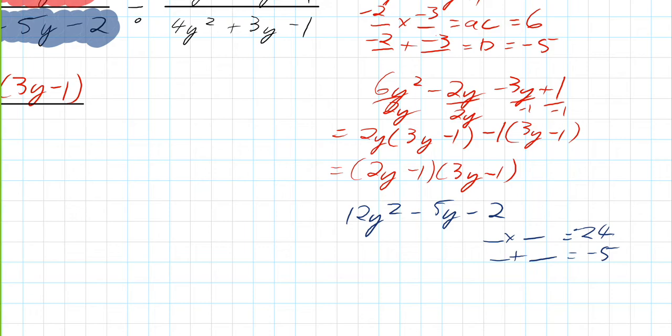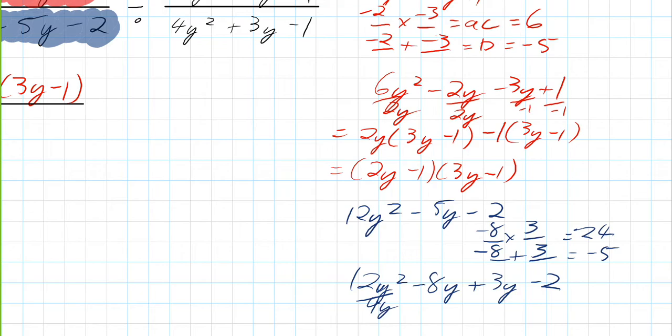Am I missing any? 1, 2 is 12. 3 is 8. There it is. 3 is 8. There we go. Negative 8 and positive 3. Those will work. 12y squared minus 8y plus 3y minus 2. We common factor, and I can take out 4y out of both of those. That will leave us with 4y, and this will become 3y minus 2.